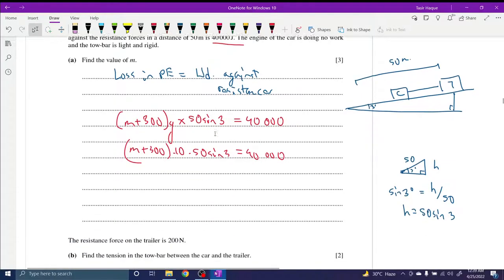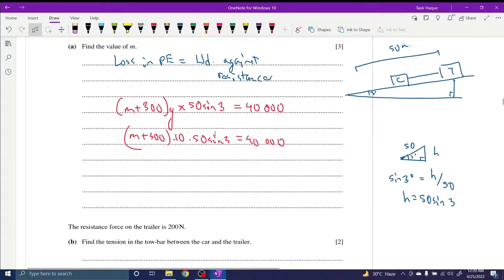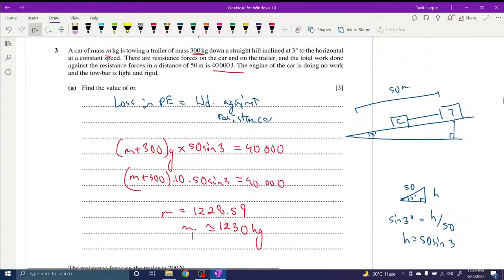So if you solve this, what are we getting? 40,000 by 10 by 50 divided by sine 3, minus 300. I'm getting an answer of m is equal to 1228.59. So to 3 sig fig, it's 1230 kg, okay? 1230 kg, approximately.